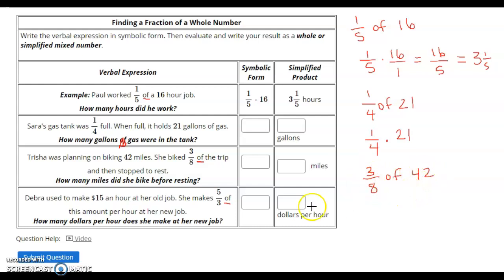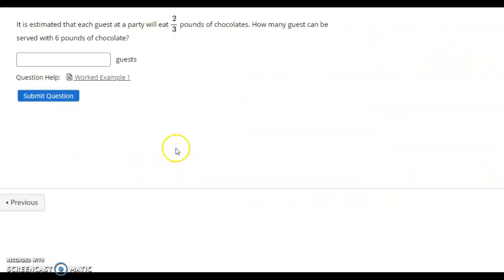So hopefully you're seeing the pattern. 5/3 of the amount she made, so 5/3 of 15. So look at the wording, and sometimes you might need to rearrange the question, but just ask, what is it asking of you? Okay, now we're going to look at a dividing problem.